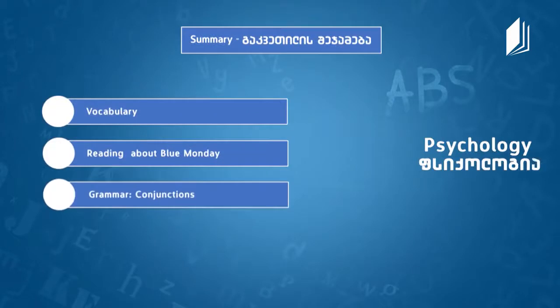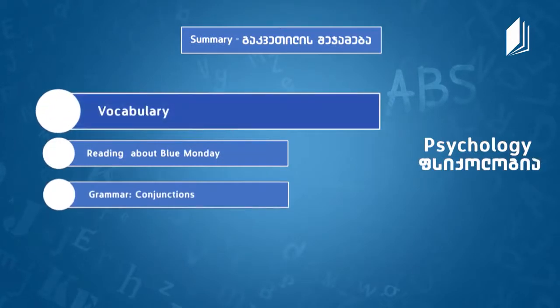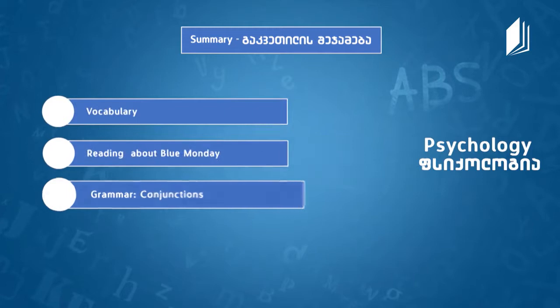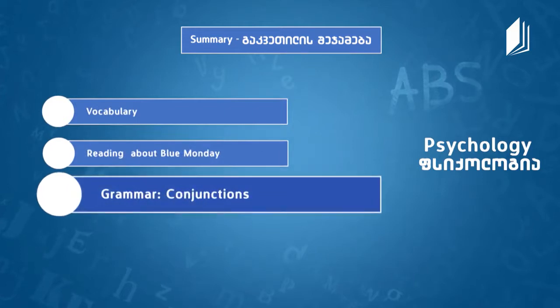Well, so this is our goodbye to psychology. We had a look at vocabulary, as you remember at the very beginning, about feelings, emotions. We brought up a lot of adjectives. Then we had a reading about Blue Monday and Mr. Arnold, the psychologist. And we looked at grammar, looking at conjunctions.